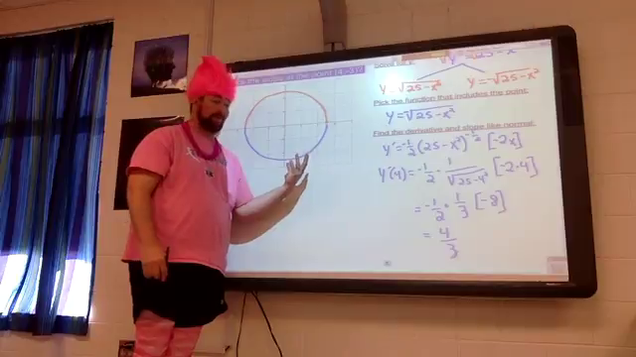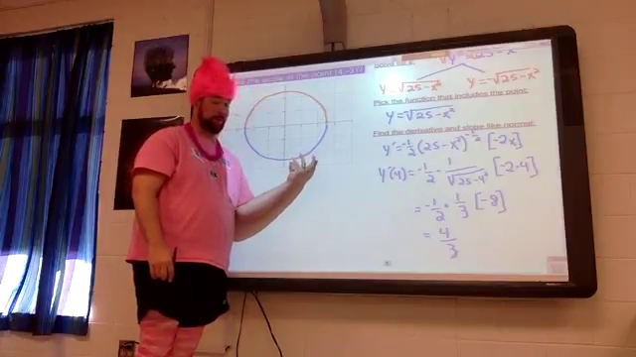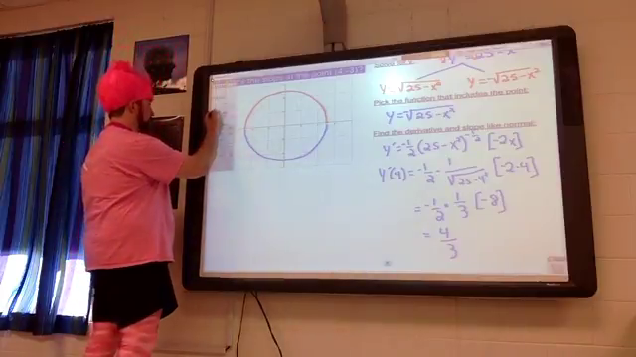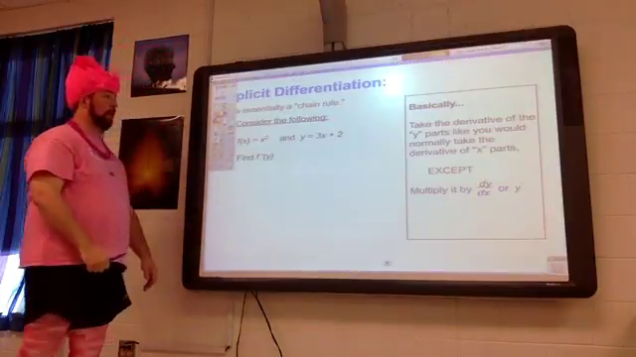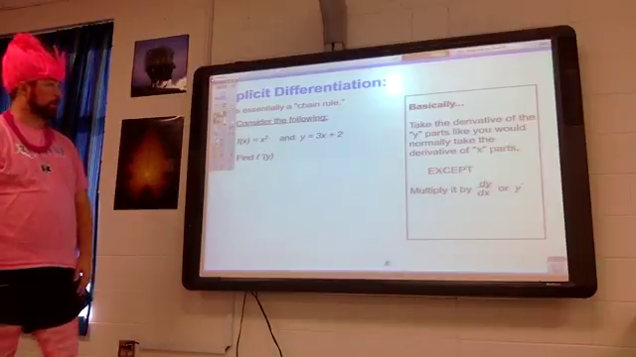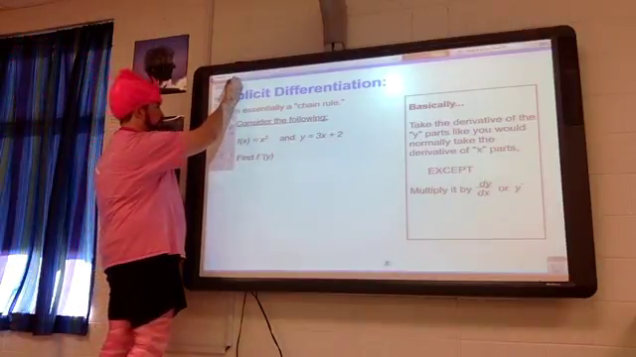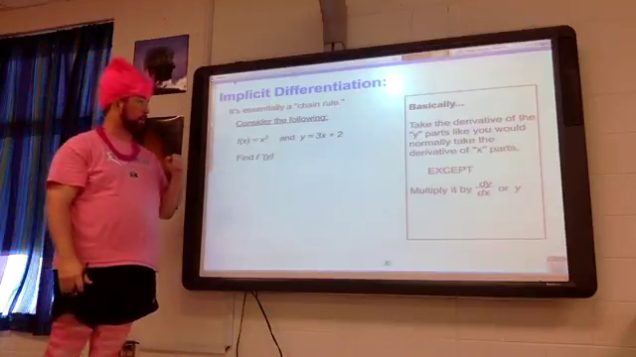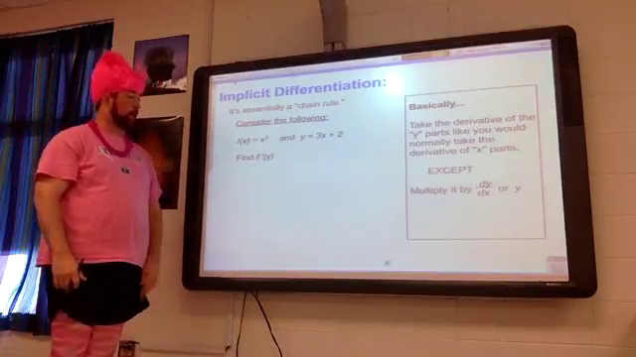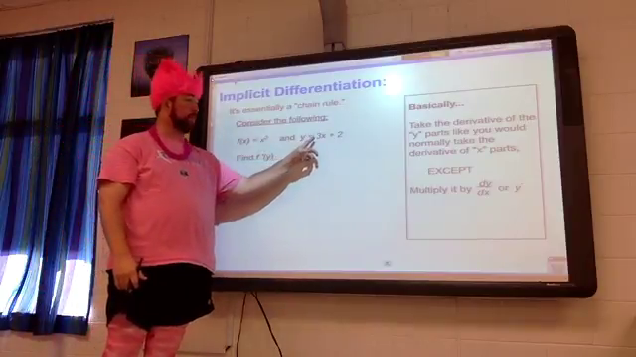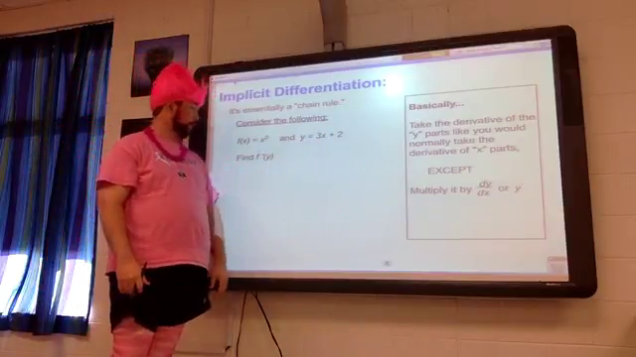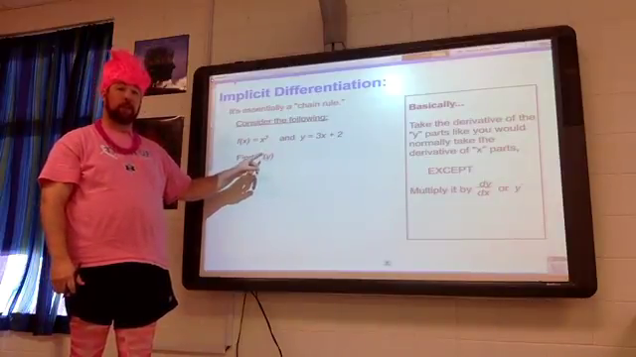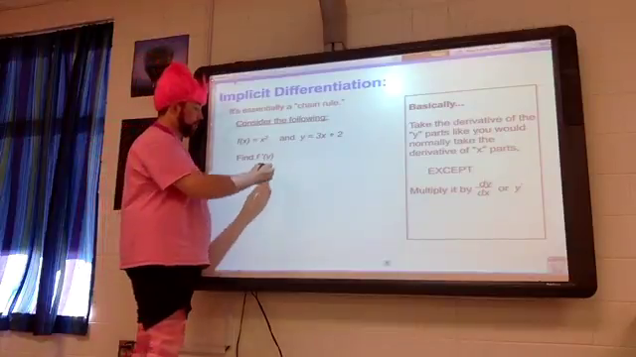Now, the implicit equations aren't necessarily always going to be that easy. So if that's the case, we have to use implicit differentiation. Implicit differentiation is simply an extension of the chain rule. All right, consider the following equations. f of x is equal to x squared, and then I have the function y is equal to 3x plus 2. If I want to find f prime of y, well, y is a function in and of itself, so we use the chain rule.